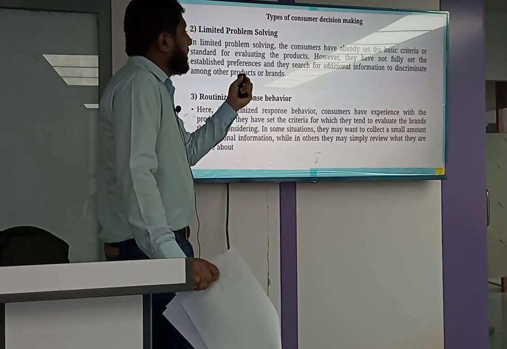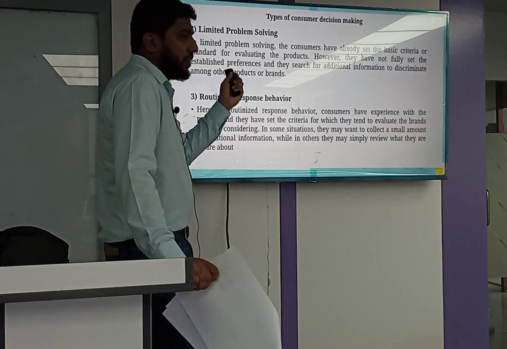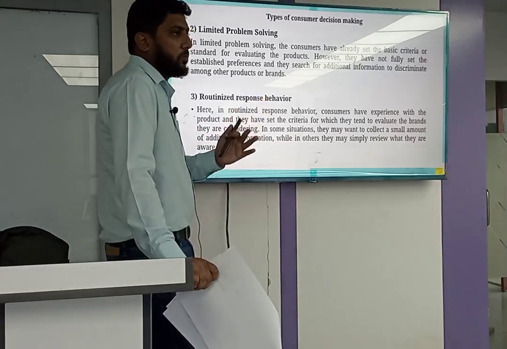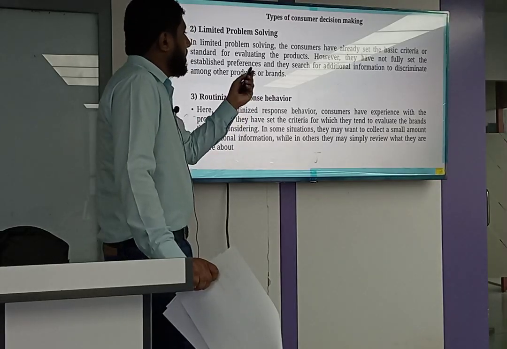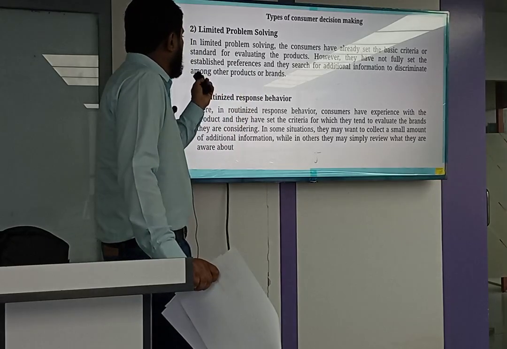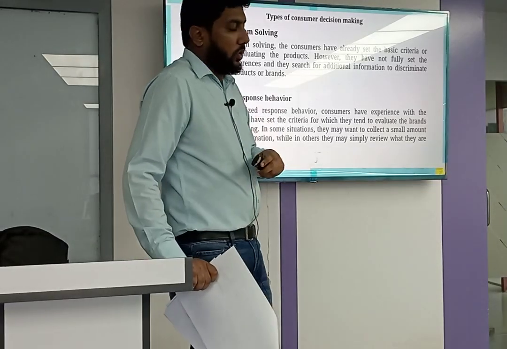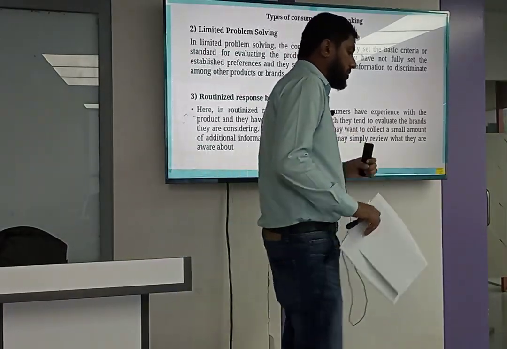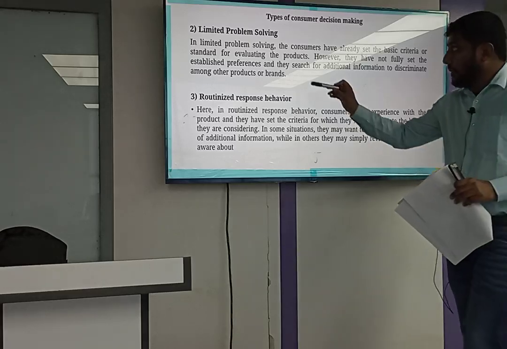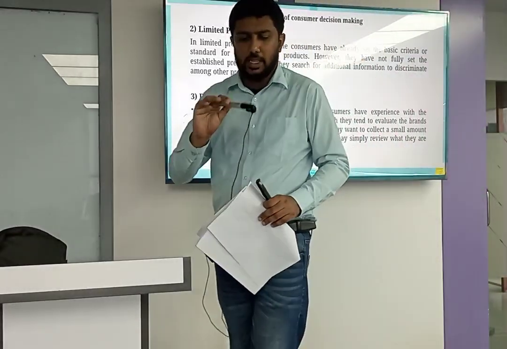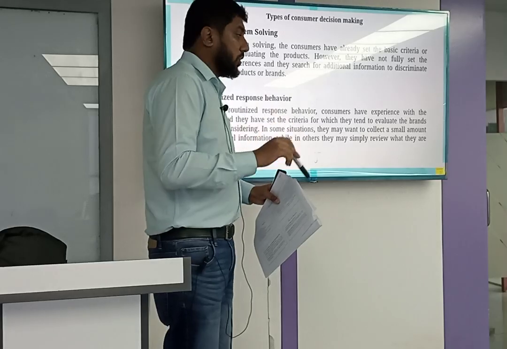However, they have not fully set the established preference. It's not like that they know everything about the product. They set basic preferences for the evaluation. So they search for additional information to discriminate among other products or brands. That means thorough detailed information, by which if they choose initially 4 brands, from that they will delete 3 brands and they will select 1 brand. So in limited problem solving, you do have some basic idea about the product and for evaluation.